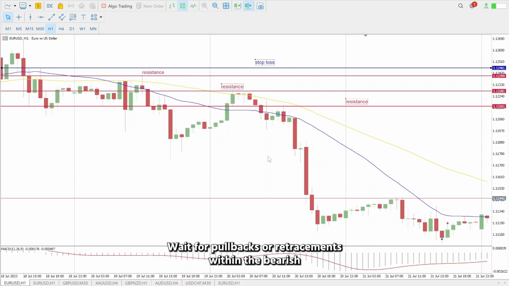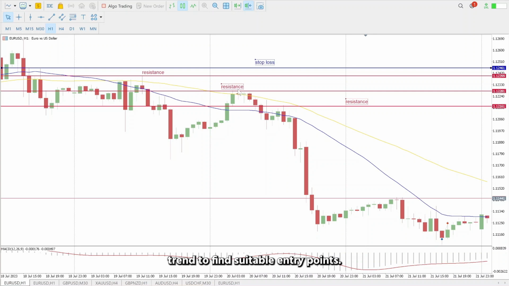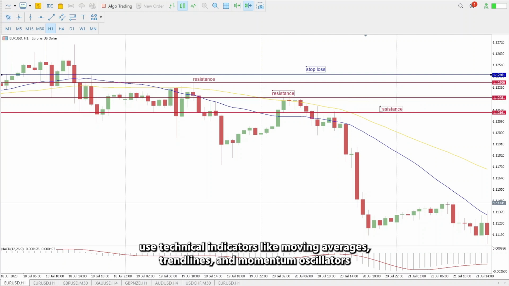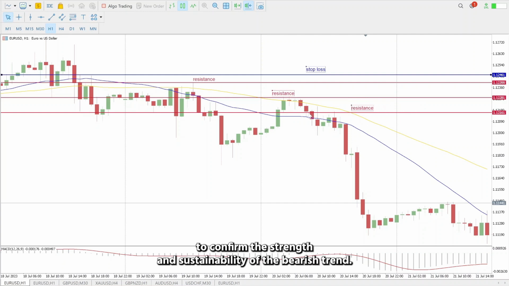Entry points. Wait for pullbacks or retracements within the bearish trend to find suitable entry points. These could be areas where the price temporarily moves higher before continuing its downtrend. Confirming indicators. Use technical indicators like moving average, trend lines, and momentum oscillators to confirm the strength and sustainability of the bearish trend.